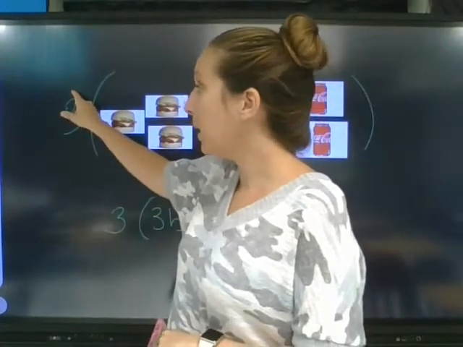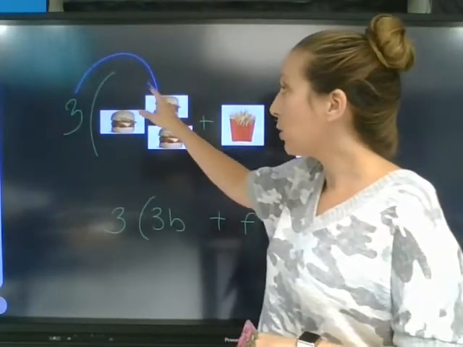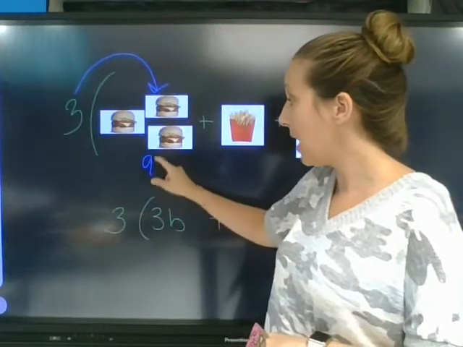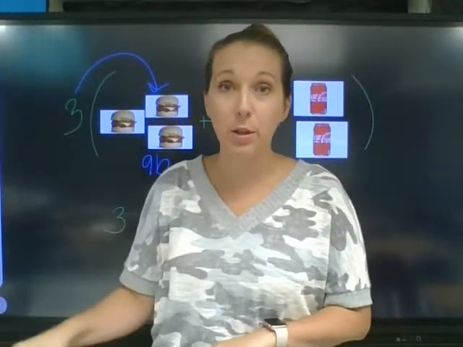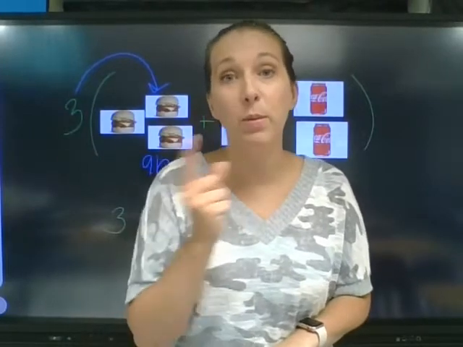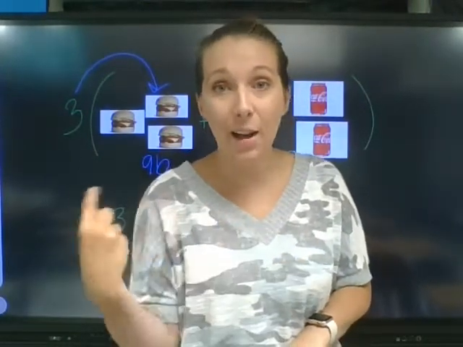So we're going to say 3 people times 3 burgers, which gives us 9 burgers. Okay, so 3 people times 3 burgers. So if I got 3, Miss Cheatham got 3, Mr. Duke got 3, that's 9 burgers.